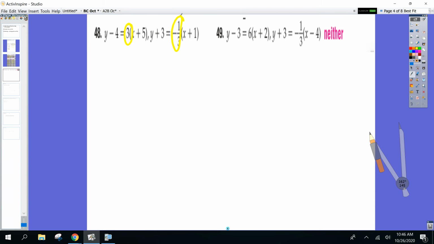Those are negative reciprocals, so that's what made it perpendicular on number 48. And then 49, you had a slope of 6 for the first line and a slope of negative 1/3 for the second line. And I hate to break it to you, they have no relationship. They are not the same, and they are not negative reciprocals. So that's why we said neither.